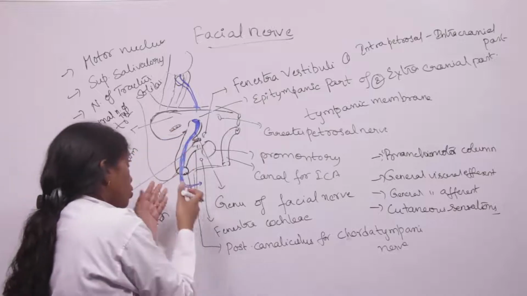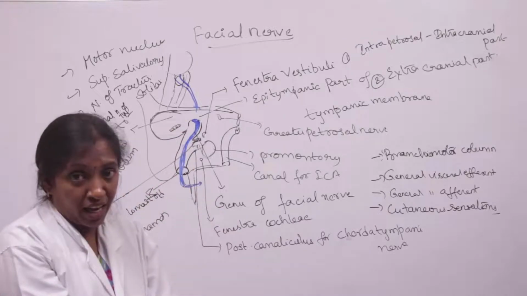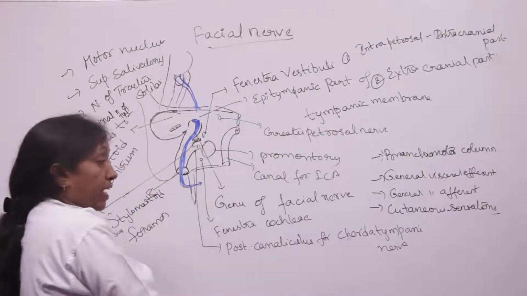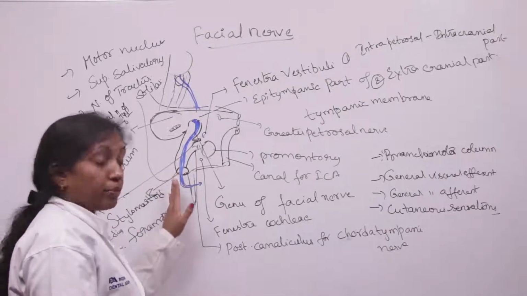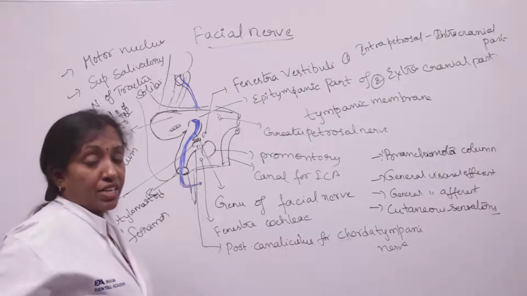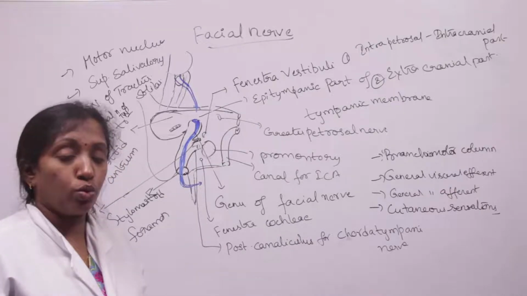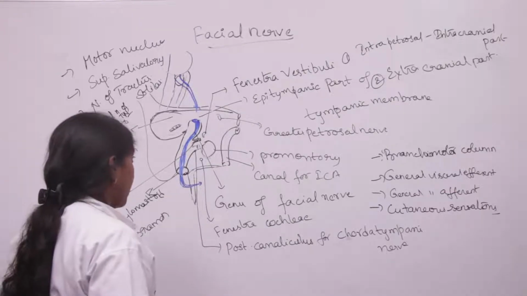Laterally the nerve runs downwards along the posterior wall of the tympanic cavity, and it emerges to the extracranial side through the stylomastoid foramen.